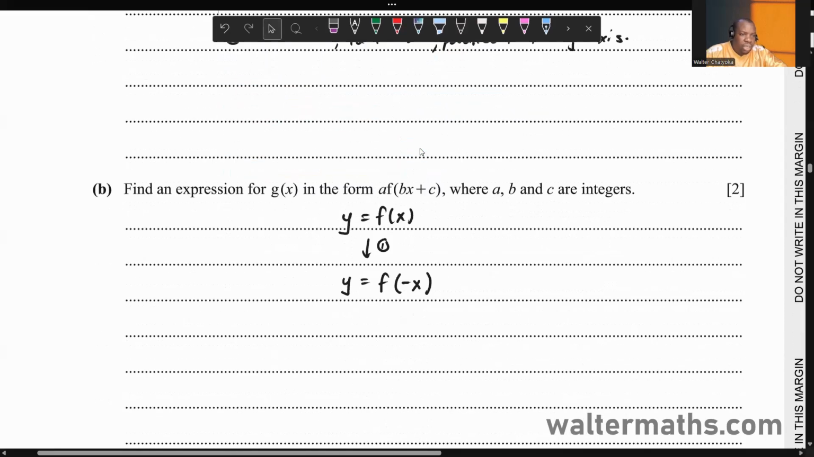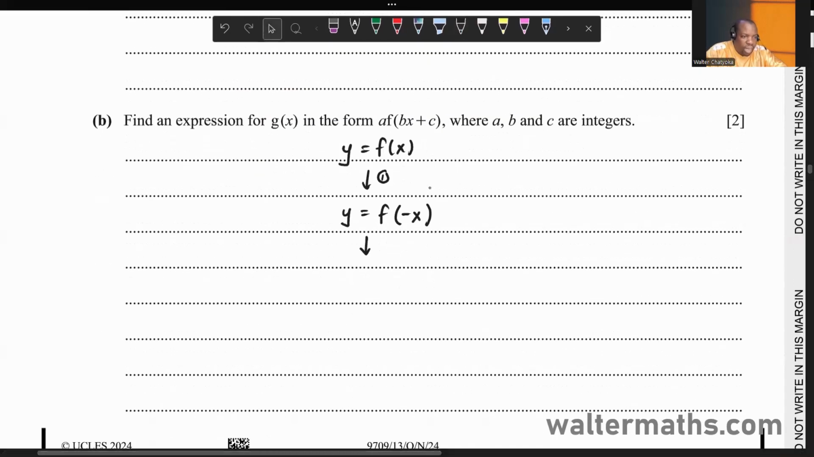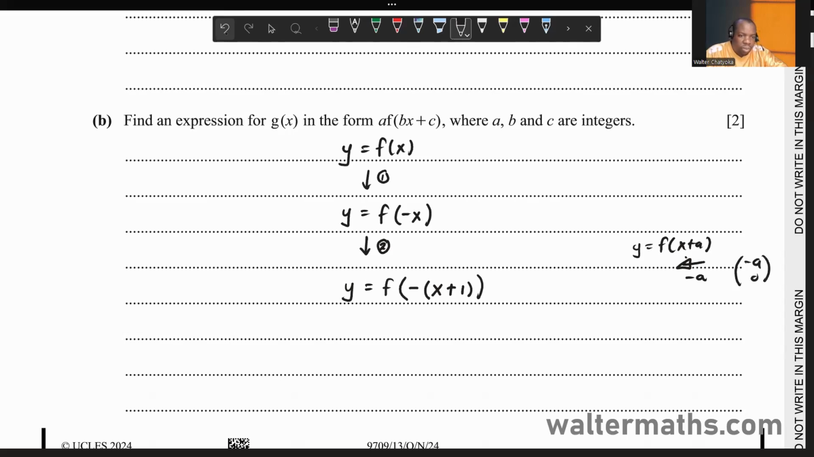So we're saying that the whole reflected graph is undergoing transformation 2, where we'll write that as y equals f of minus of, and what's happening to x is being shifted by 1 unit. So we put +1 inside the bracket. Remember, if you have y equals f of x plus a, it means that it's a translation by a units to the left, so basically minus a, 0. So if you have a minus here, then inside the bracket it will be a plus. And we do that for horizontal shifts or translations.